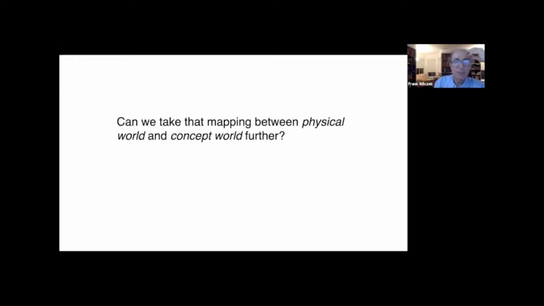So we have a remarkable mapping between the physical world of laws and particles and physical objects and the world of concepts that you can tell a computer, and the computer knows what to do with it to do calculations that map directly onto what we see in the world.